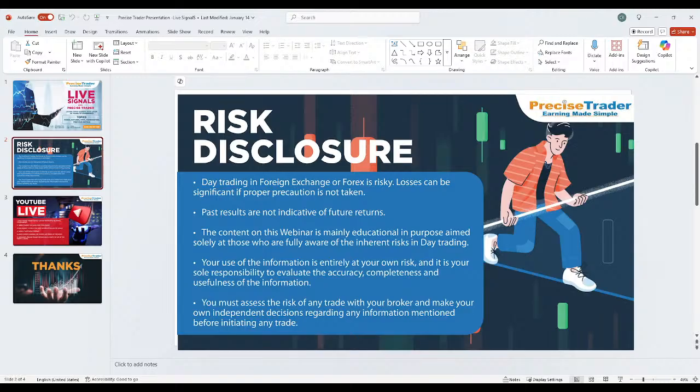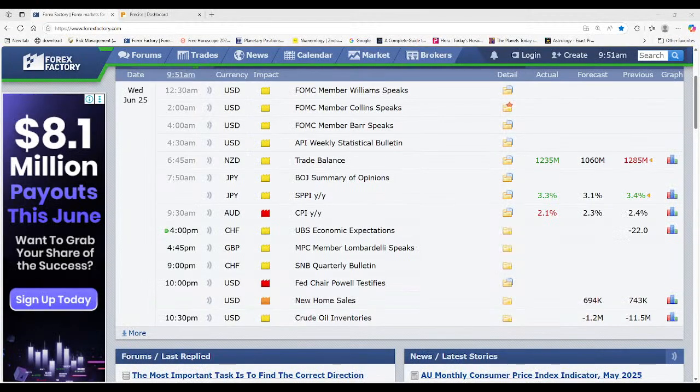So with that, we move on to our live analysis. The key data, in fact, we had the Australian CPI. Previous was 2.4, forecast was 2.3, and it came out at about 2.1, which was slightly worse than expected.